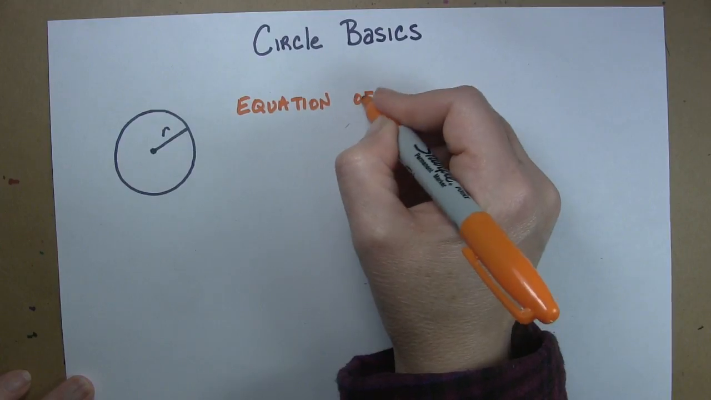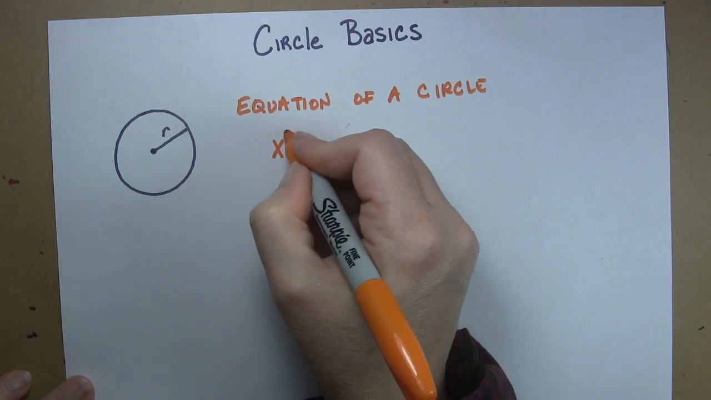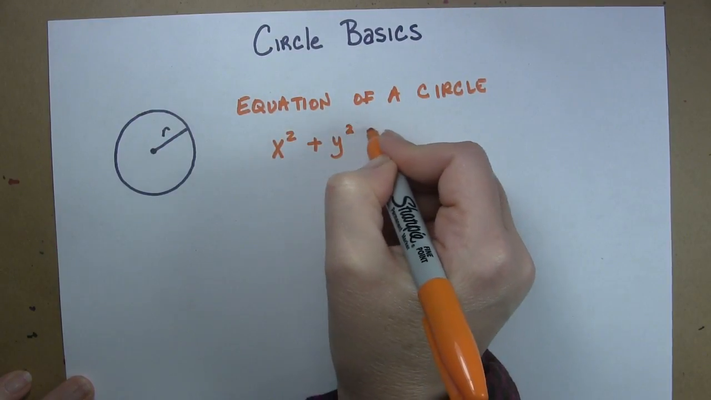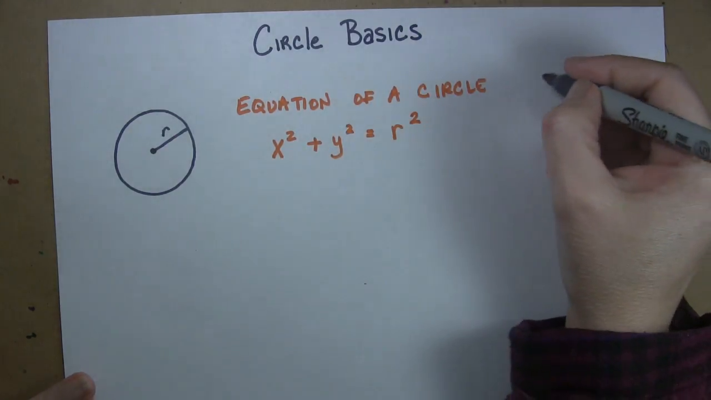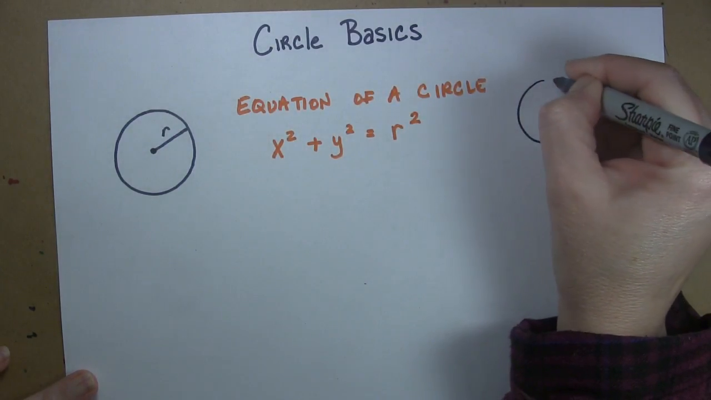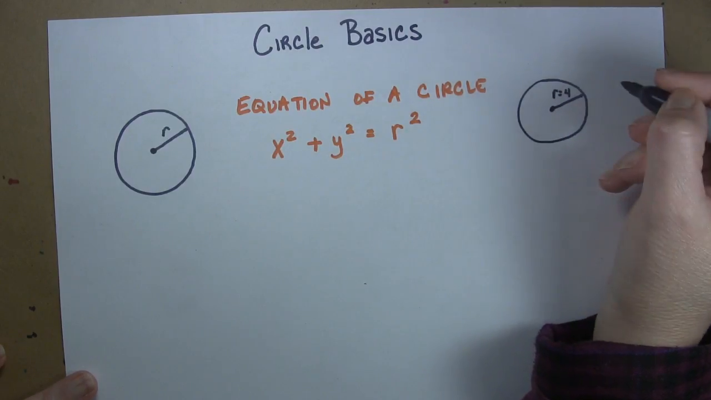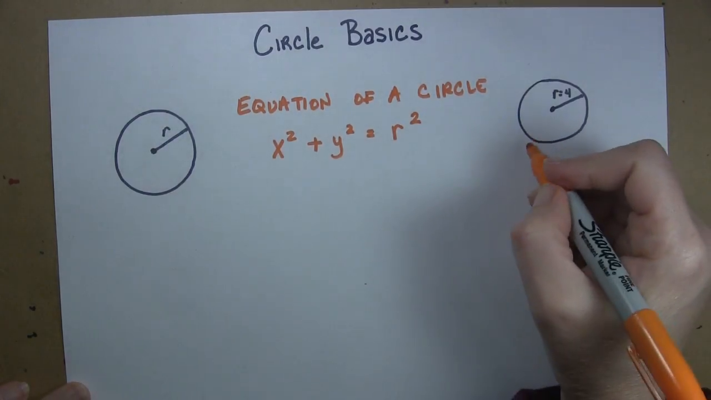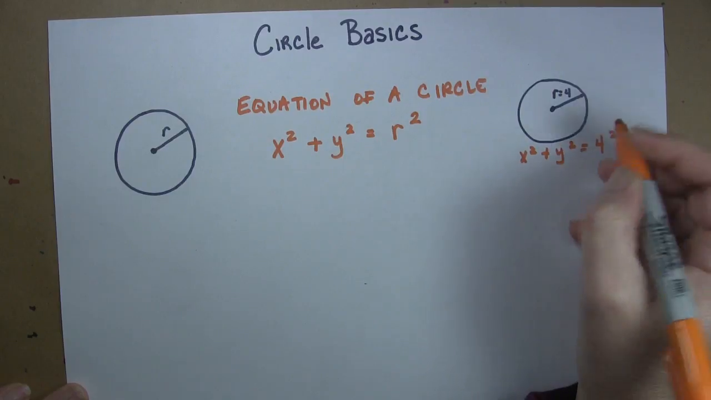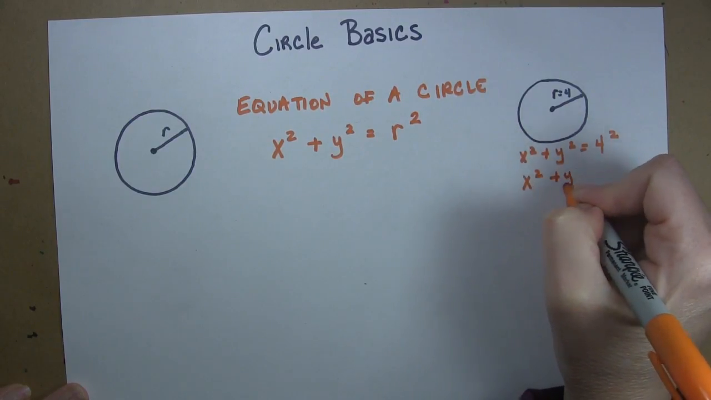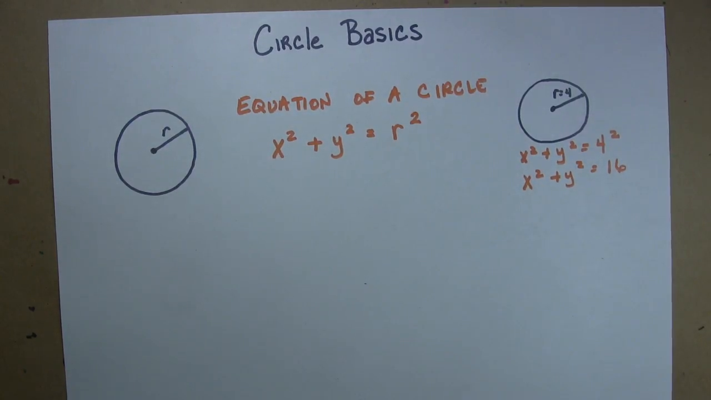The equation of a circle is x squared plus y squared equals r squared. So, for instance, if we had a circle and we knew that our r was 4, then we could say that our equation must be x squared plus y squared equals 4 squared, which is x squared plus y squared equals 16. Isn't that nice and straightforward and easy?